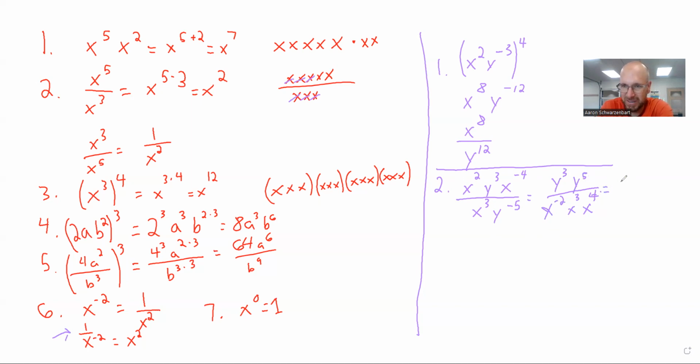Now when I combine these, I just add my exponents. I'm using rule number 1. Y to the third times y to the 5th is y to the 8th. X to the third, fourth, 3 plus 4 plus -2 is 5. So y to the 8th, x to the 5th.